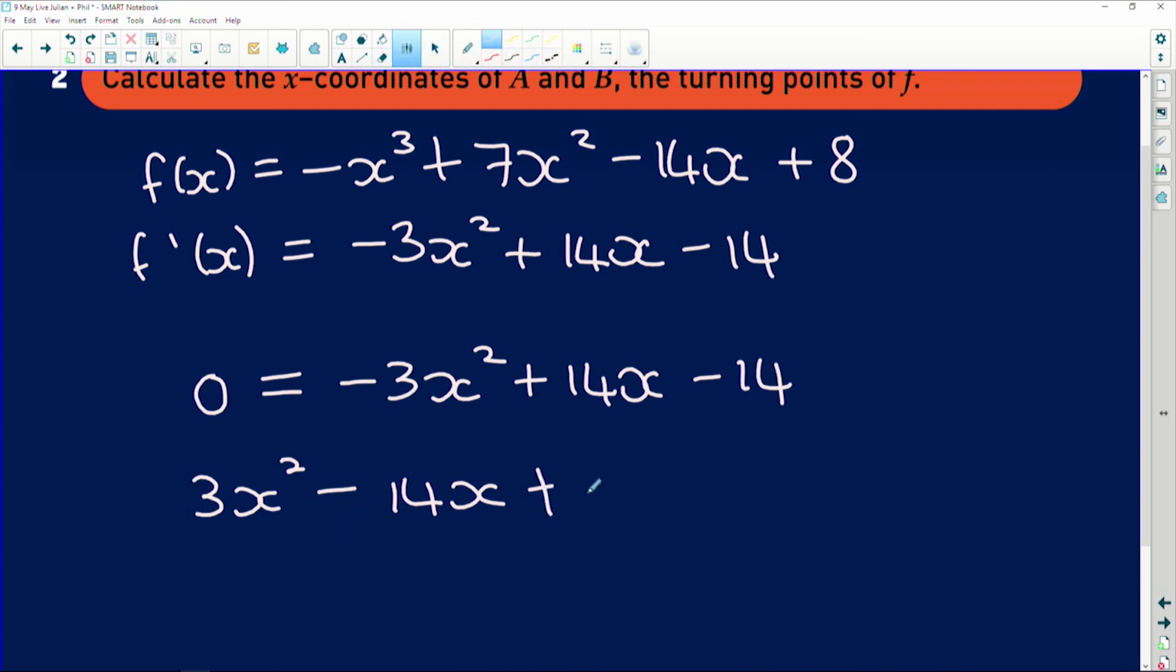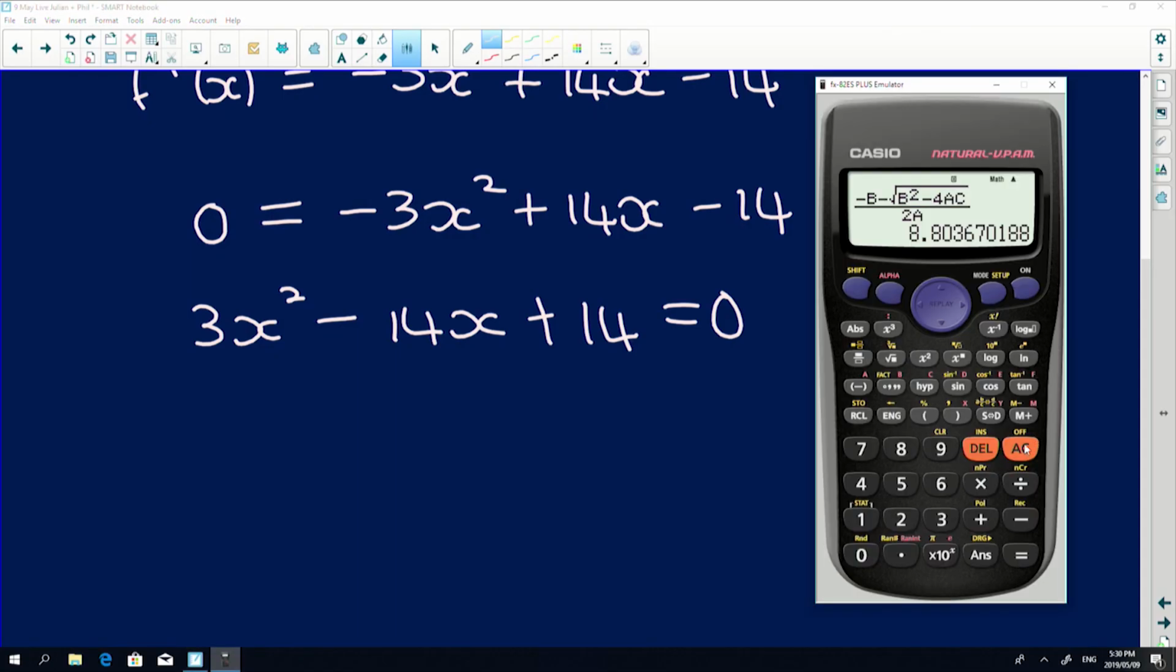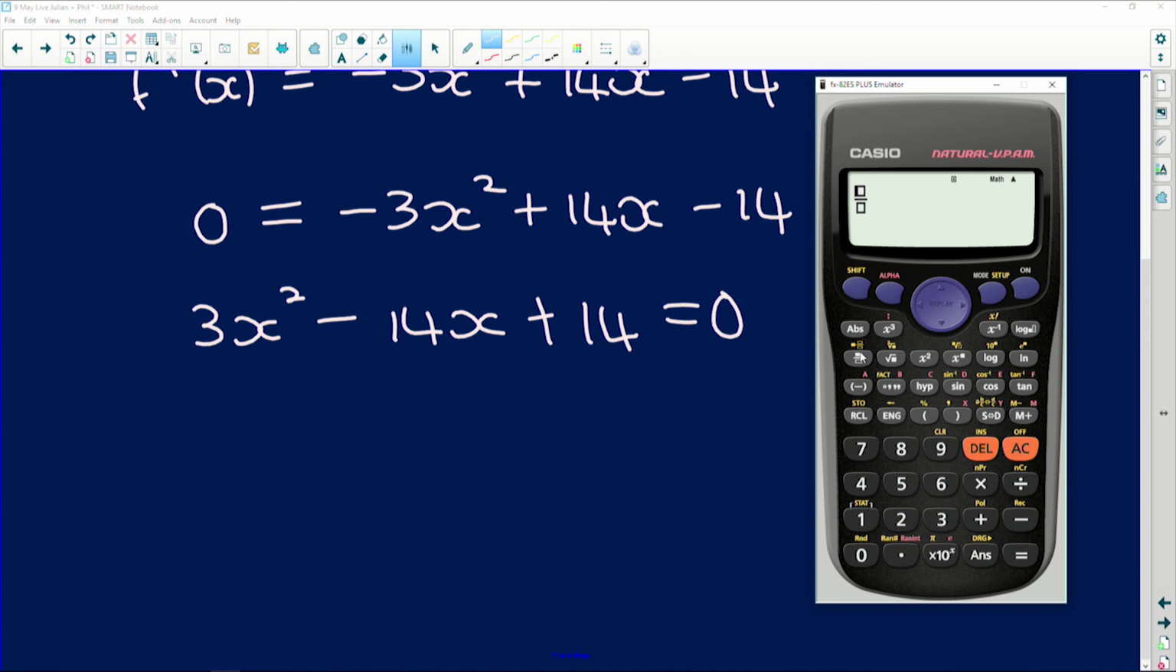And that'll be plus 14 is equal to 0. Okay, so looking at this, the coefficient of x squared is kind of icky. I don't like it when it's not 1, so I'm going to be lazy and use the quadratic formula. So we bring up the calculator, which Julian nicely opened up for us. So x is equal to negative b, which is 14, plus the square root of b squared minus 4 multiplied by a, multiplied by c, all over 2a, which is 6.